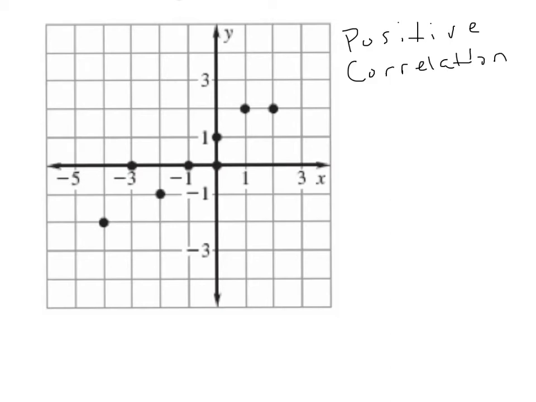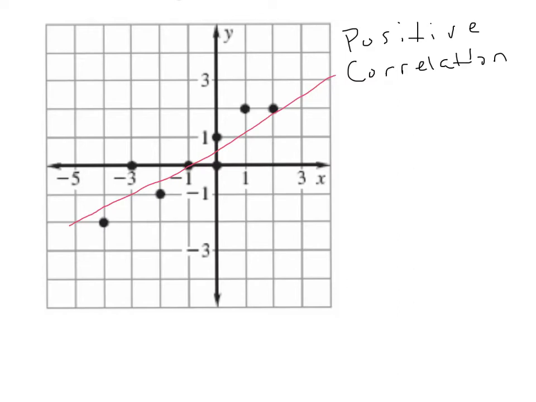Okay. Now I need to draw a line of best fit, so a line that goes through the points and best represents the general direction of those points. And it looks like it's going to go through here somewhere. Okay, so I'm going to try to draw a line that goes about like that. Okay, and my line's not perfect, and that's okay.